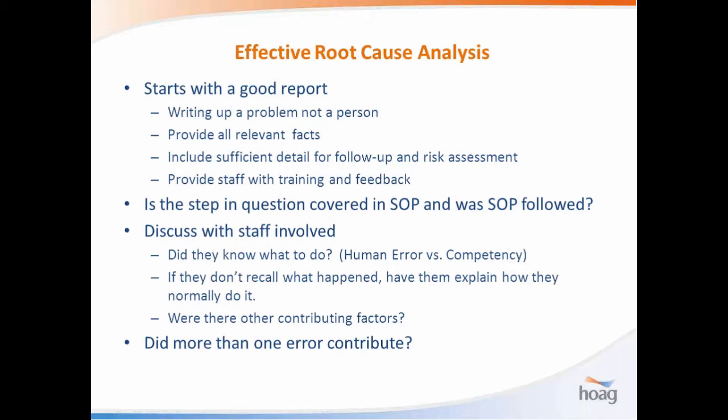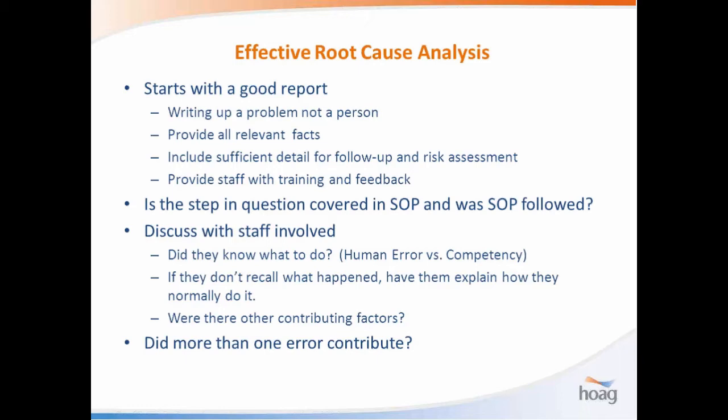The first question, an important question you want to ask, is: is the step in question covered in an SOP, and was the SOP followed? In the OTIS blood bank system, we're required to indicate which SOP is in question and highlight the step that was not followed. And if we can't do that, then certainly one of the contributing factors is likely that we haven't had an adequate SOP. And I can't stress this enough, if you're really trying to get at a root cause, you have to sit down and talk with the staff.